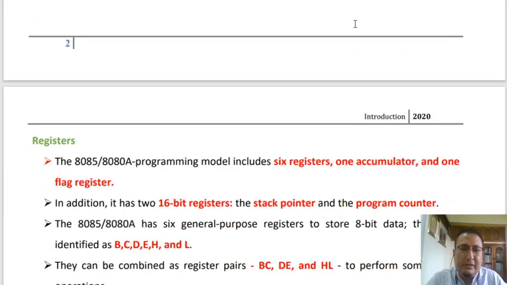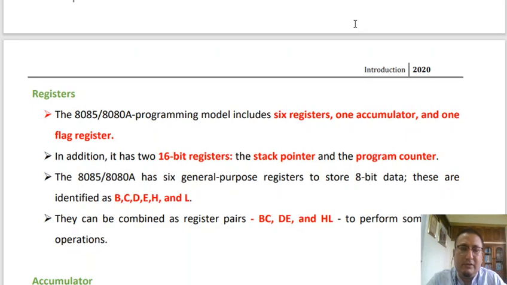Now, the registers. This is very much important. The 8085 programming model includes 6 registers, one accumulator, and one flag register. Again, I'll repeat it. The 8085 programming model includes 6 registers, one accumulator, and one flag register. 6 registers that are B, C, D, E, H, L, one accumulator that is A, and one flag register that is F, where we have five flip-flops representing 5 different flags.